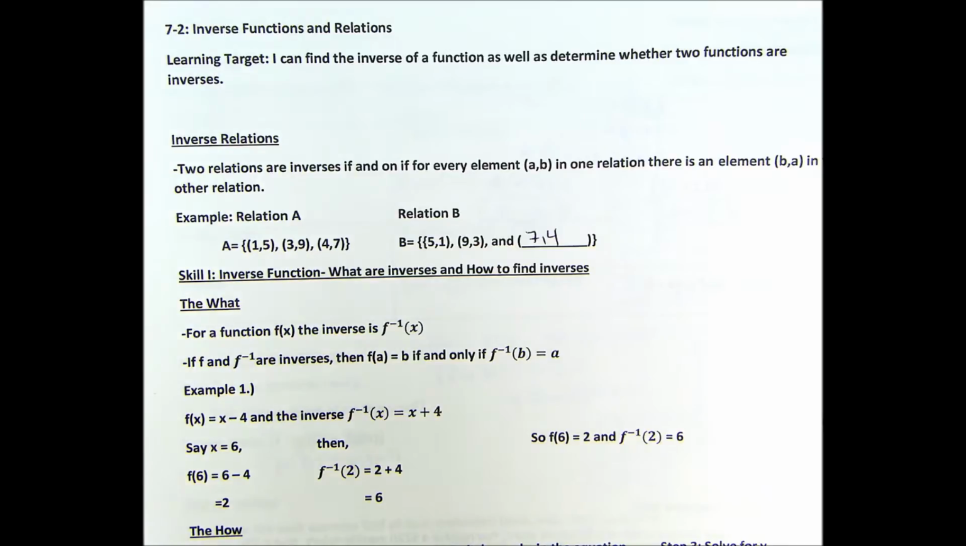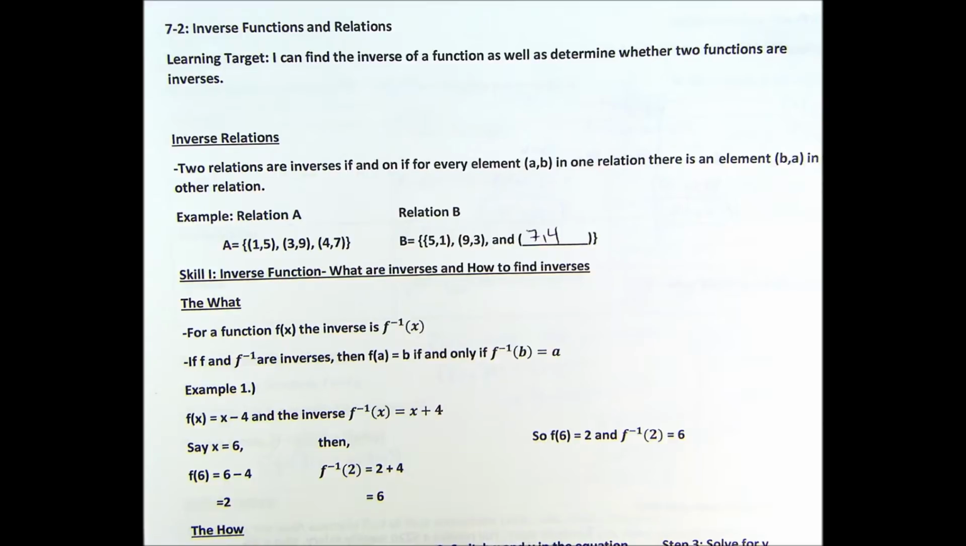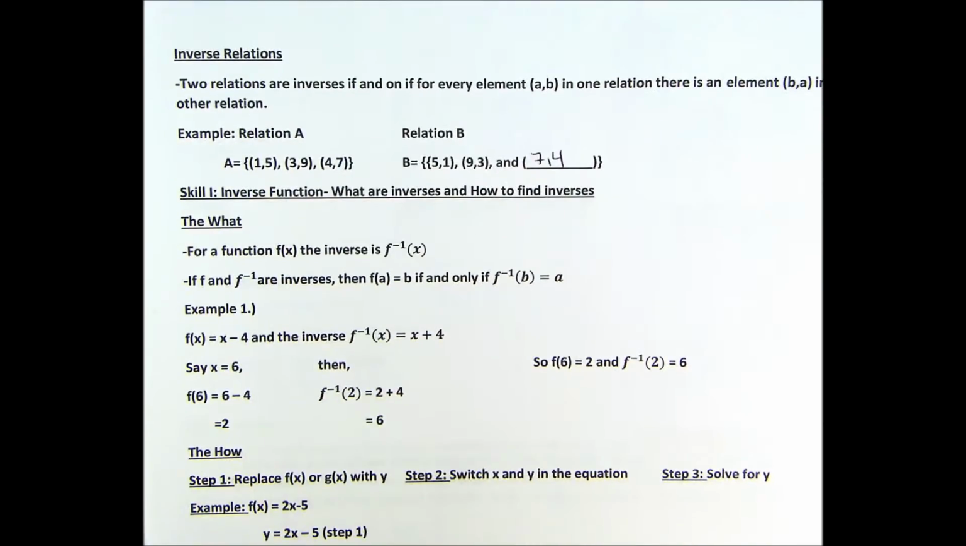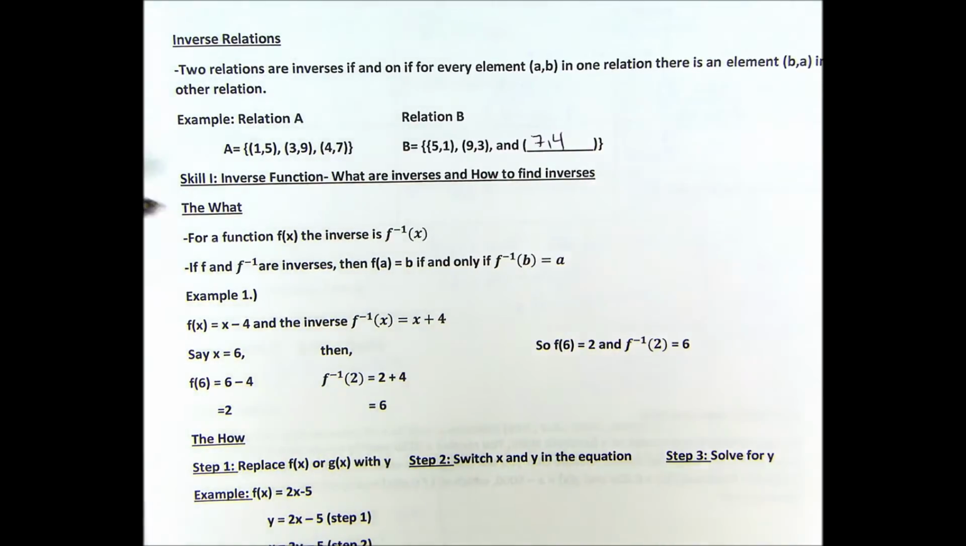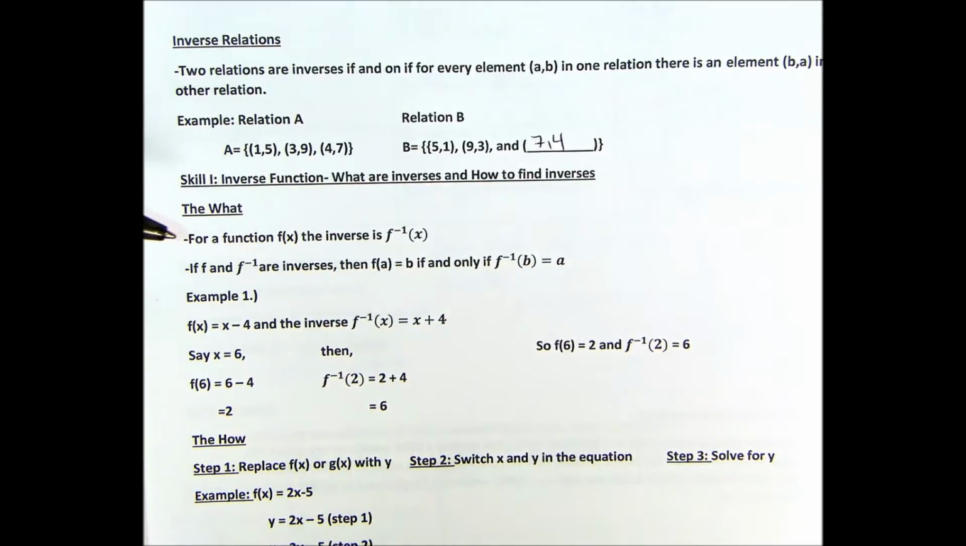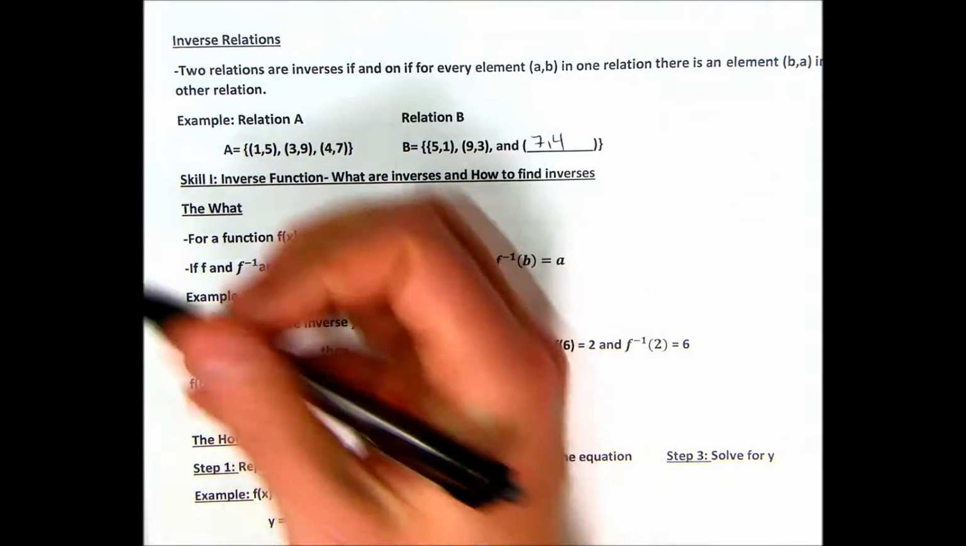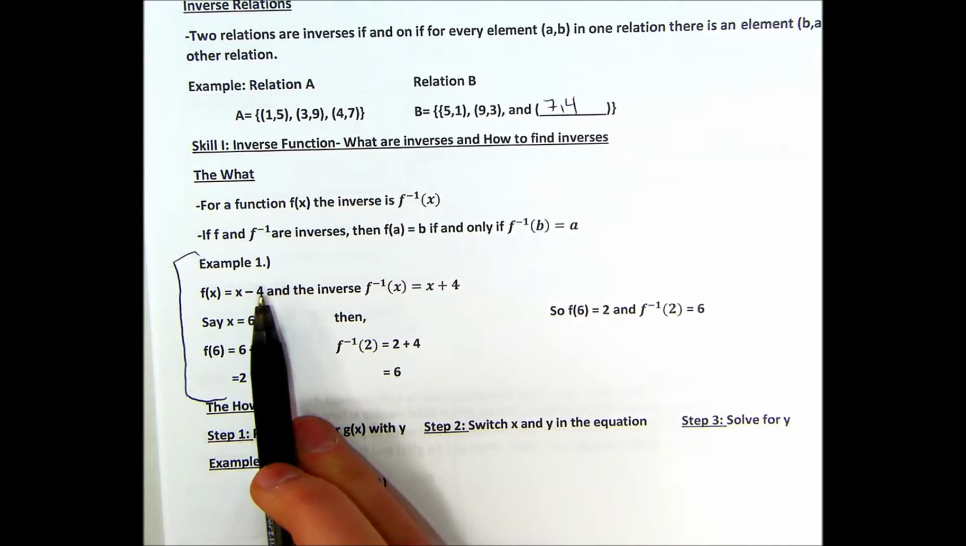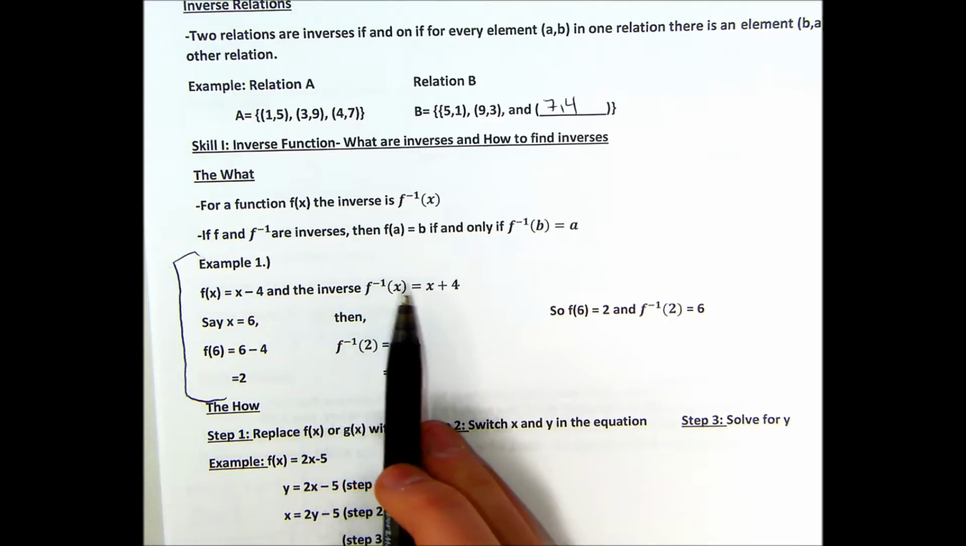Now, that's more of just a vocab or general knowledge thing. Our first skill is how to find the inverse function of a function. For a function f of x, the inverse is always f to the negative 1 of x. So if f and f to the negative 1 are inverses, then f of a equals b if and only if the inverse of b equals a. I wrote out an example here for you. f of x equals x minus 4, and the inverse is x plus 4. Why does that work? Well, say we tried out x equals 6.